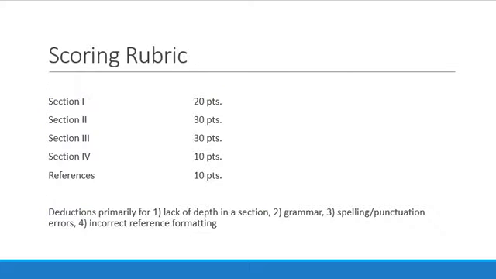Scoring rubric. So here are the points for each section. What I want to see, and again, there is some subjectivity to this, but we're looking for depth in each section. We don't want to just be superficial in our writing. We want to have some depth to it. So deductions are going to occur if there is a superficiality or a lack of depth in a particular section, or if there are grammar errors, spelling or punctuation errors, and then incorrect reference formatting.